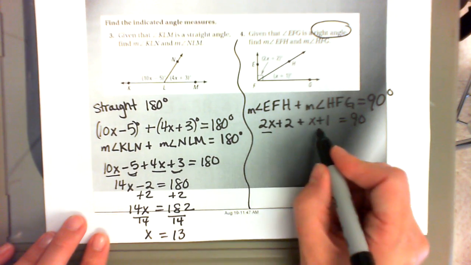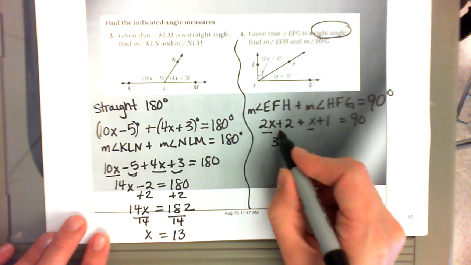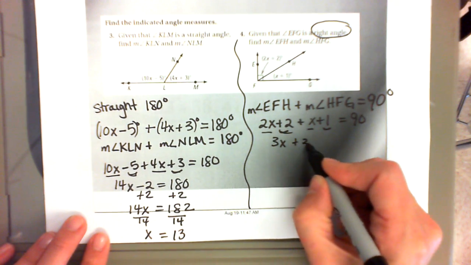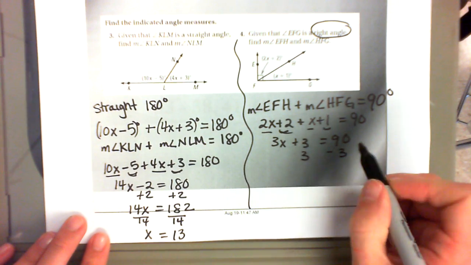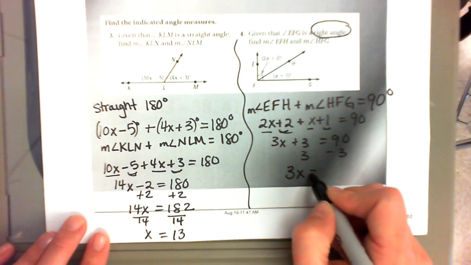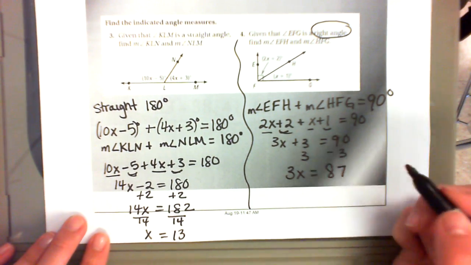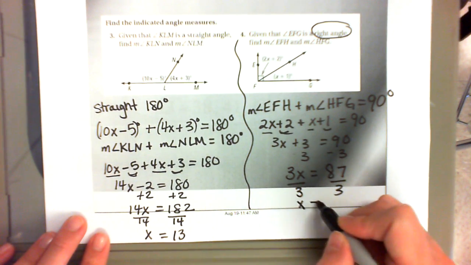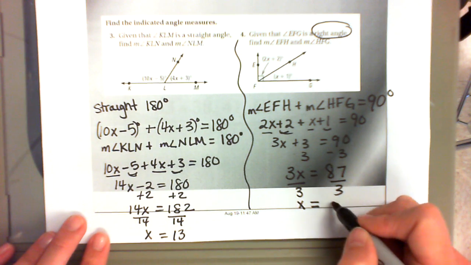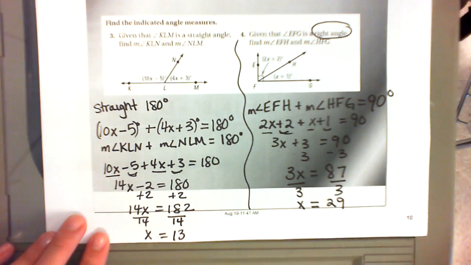Combine like terms, 3x plus 3 equals 90. Subtract 3 from both sides. 3x equals 87. Divide by 3. X equals 29.